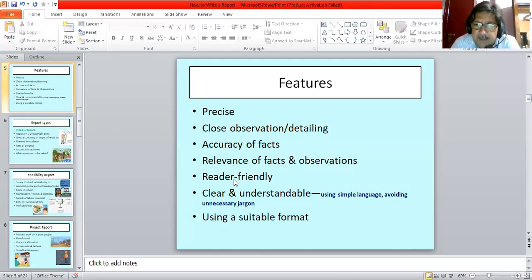Also, as far as the language of the report is concerned, obviously some professional terms or some jargon may need to be used in the report. Obviously, using such jargon would be part of the professionalism, which is a hallmark of the report. But as far as is practicable, reports should be written in clear and understandable language.